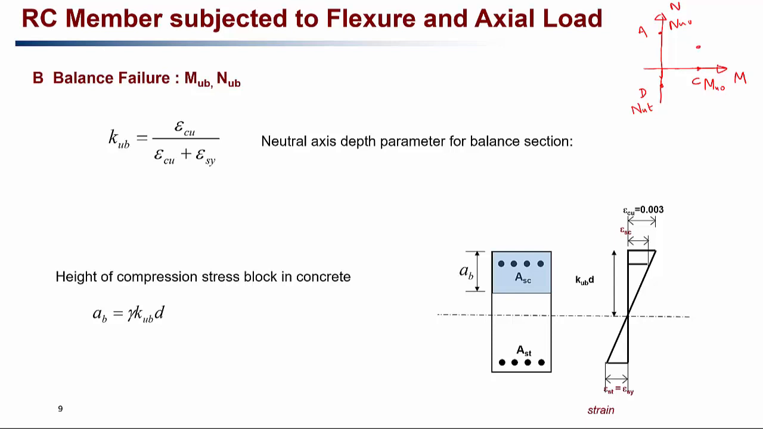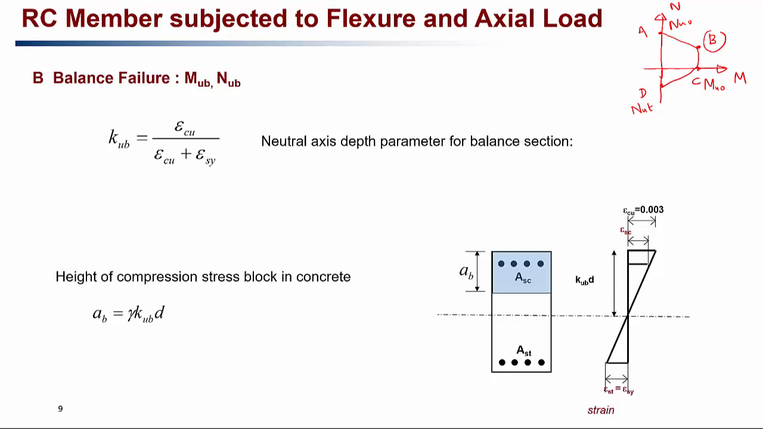Now the fourth point that we need is the balance failure, which is point B, where the steel in tension is yielding and the compression fiber in concrete is crushing, that is epsilon Cu is 0.003, and that is point B. So once we have these 4 points, we can draw the MN interaction diagram for the column. So how to find point B?